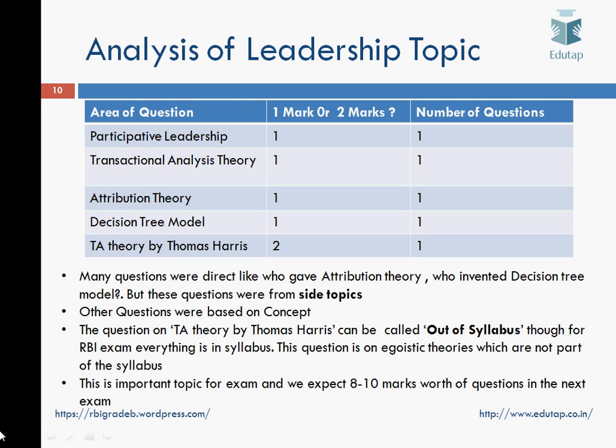The question on transaction analysis theory by Thomas Harris was an out of syllabus question. This question is from egoistic theories which are based on ego, and you will never find this on Google when you search for leadership theories. It seems RBI does not stick to the syllabus intentionally to make the exam a little tough to crack, as well as check your smart work during preparation. This topic is important for exam, and we expect 8 to 10 marks worth of paper from this topic in 2017 exam.